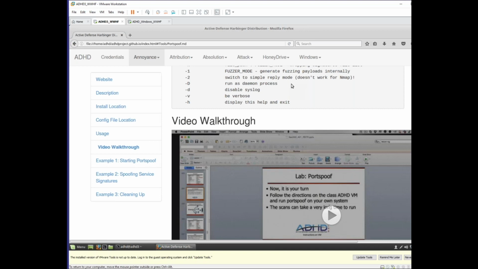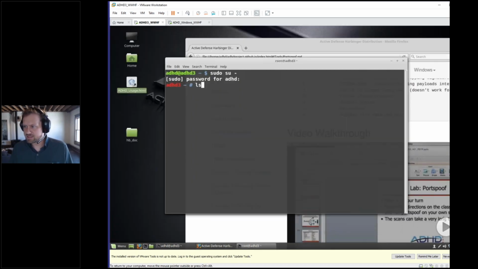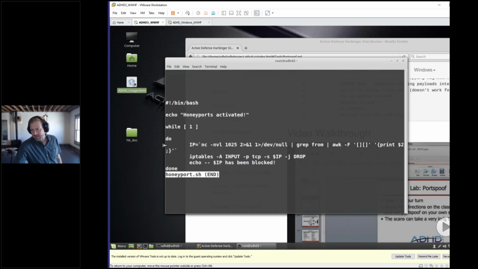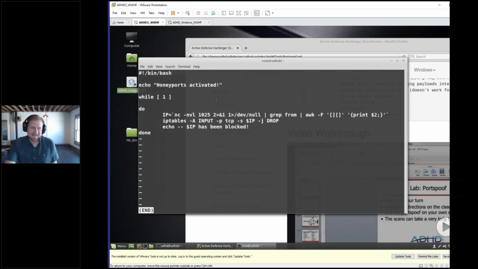Now, if we go to ADHD, we actually have a command line version of this as well. So if I become root, I actually have a honeyport.sh script, which I'm scared to show because Bill Stearns is here. And he'll look at it and he'll be like, well, wait a minute, you can do this much better. And he's probably right. But if you want, it's in the root directory of ADHD. But you can actually do this just with the command line using bash. And this is one of the labs that we have in the full class as well.